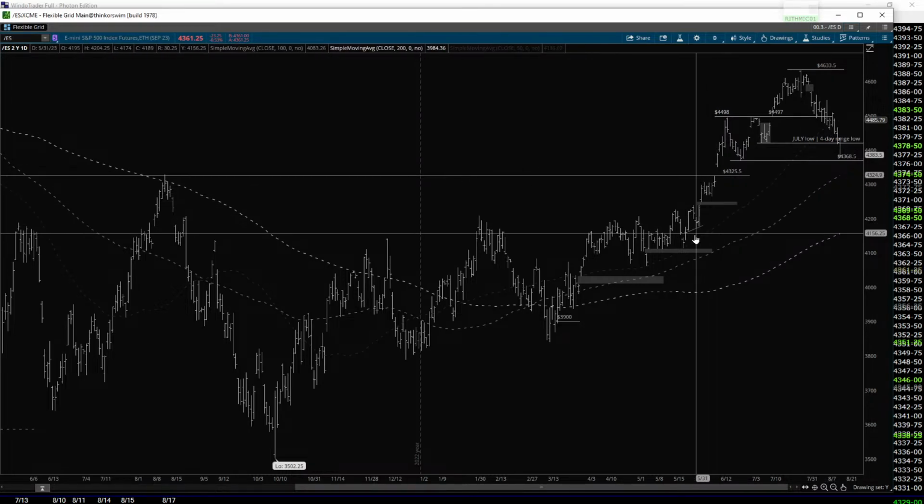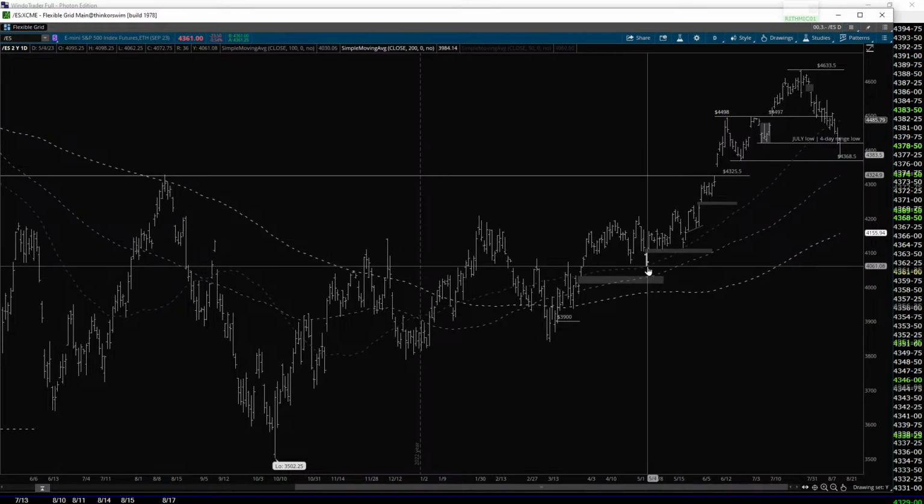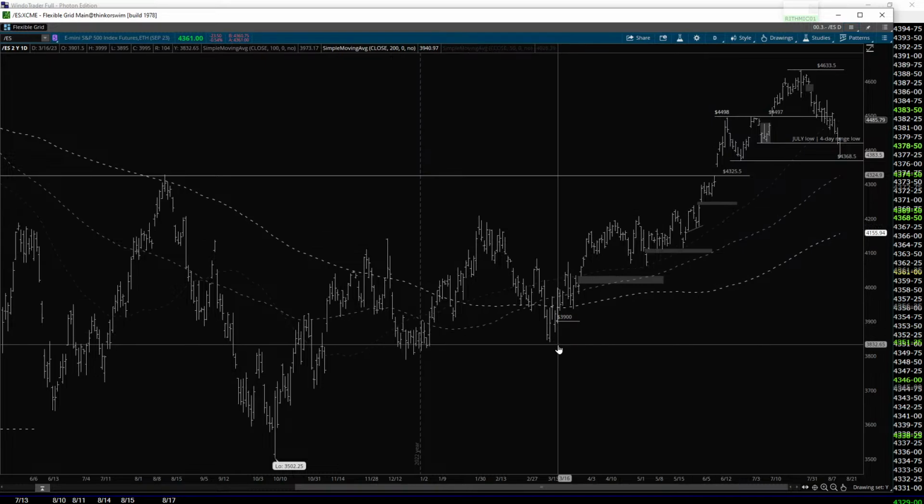The structure below is weak. We have multiple gaps here. Multiple times the market was bought from the 50. We got 1, 2, 3, 4 times bought from the 50. Another time from the 50. Three times here. 4 wide low here, gap here, gap here, gap here.